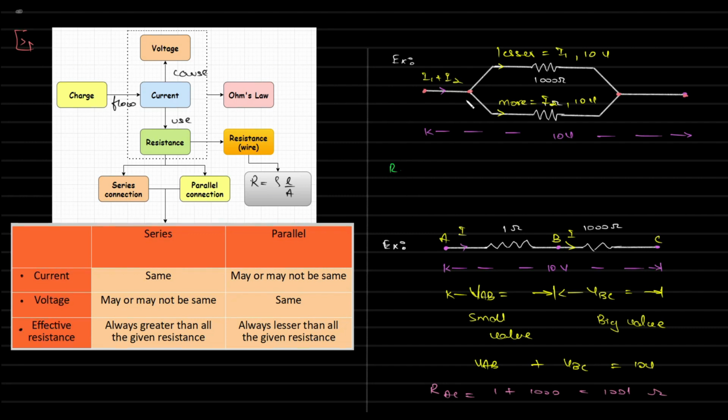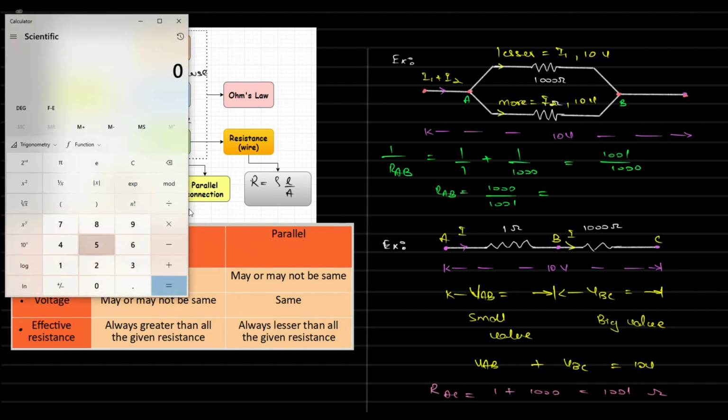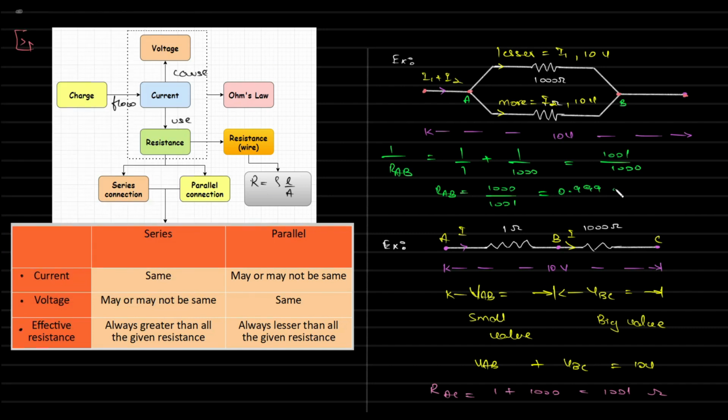So here, 1 by RAB is equal to 1 by 1 plus 1 by 1000. So the LCM is 1000, giving 1001 divided by 1000. So RAB will be equal to 1000 divided by 1001, which, using a calculator, is 0.999 ohm. As you can see, it's lesser than the least value in the connection.